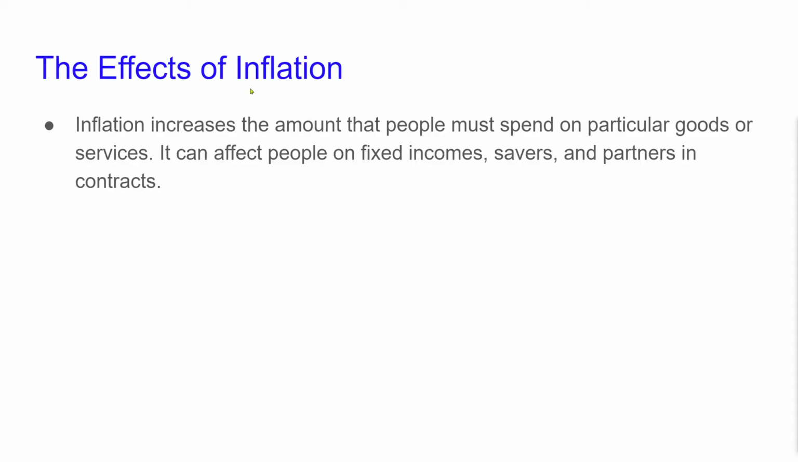So, the effects of inflation. Inflation increases the amount that people have to spend on a particular good or service. It can affect people that live on fixed incomes, like people who live in poverty or people who are old and have Social Security benefits, people who are saving, and partners in contracts. You make a contract with somebody for something, and then the price doubles, and that's not in your contract. That means you're losing a ton of money, 50%.